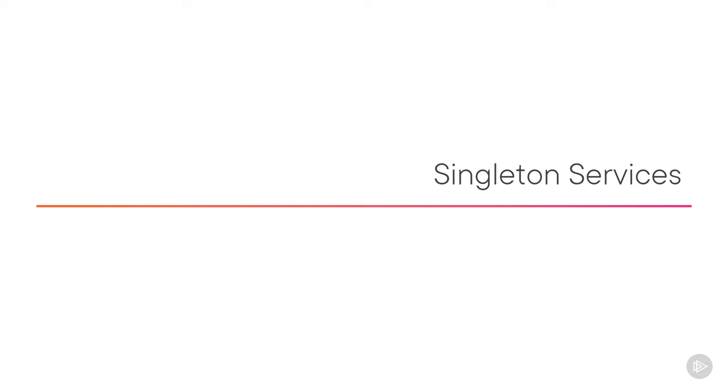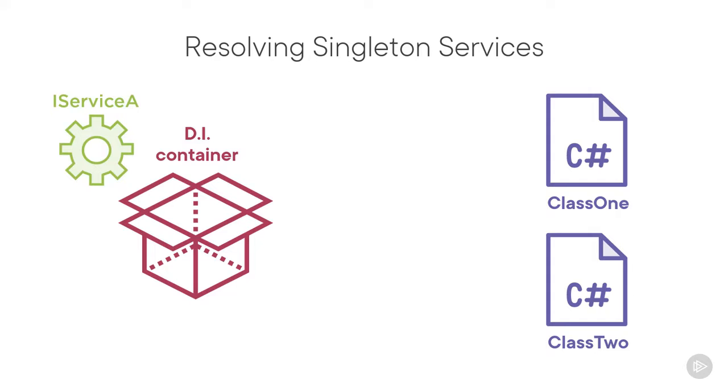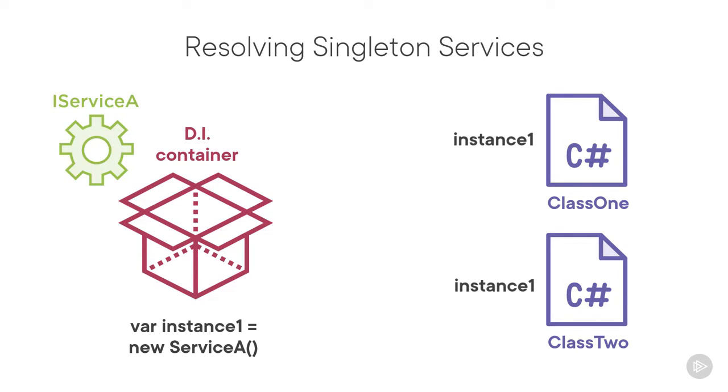An application service registered with the singleton lifetime will be created only once during the lifetime of the dependency injection container. In ASP.NET Core, this is equivalent to the lifetime of the whole web application. The first time the service is required, the container will create an instance. After that, the same instance can be reused and injected into all dependent classes. The instance will remain reachable for the lifetime of the container, so it does not require disposal or garbage collection.